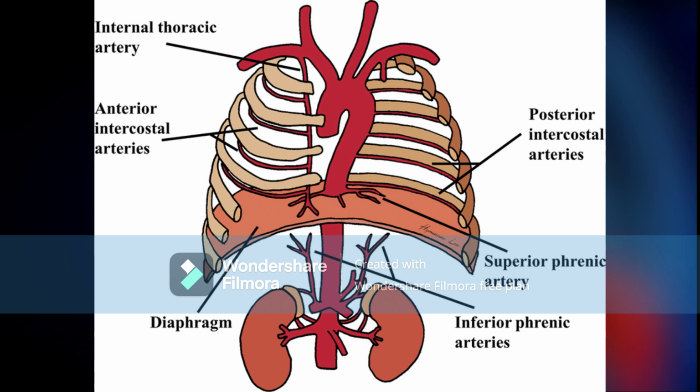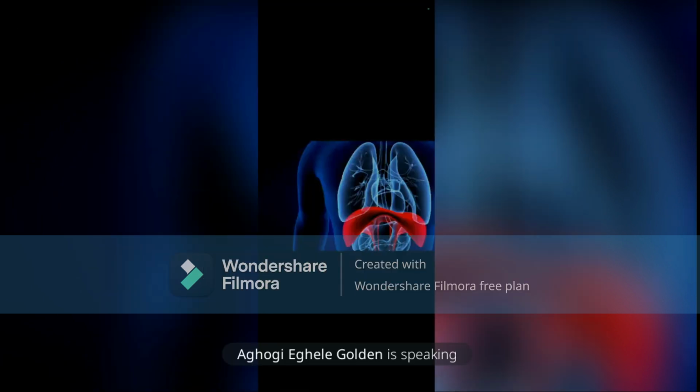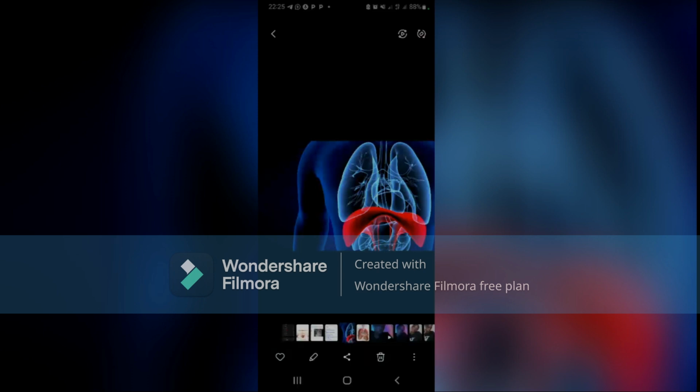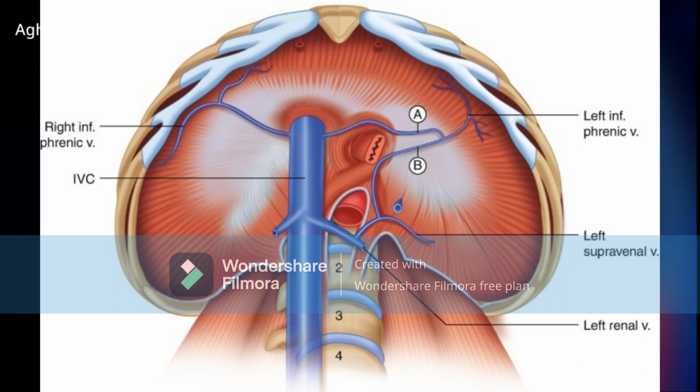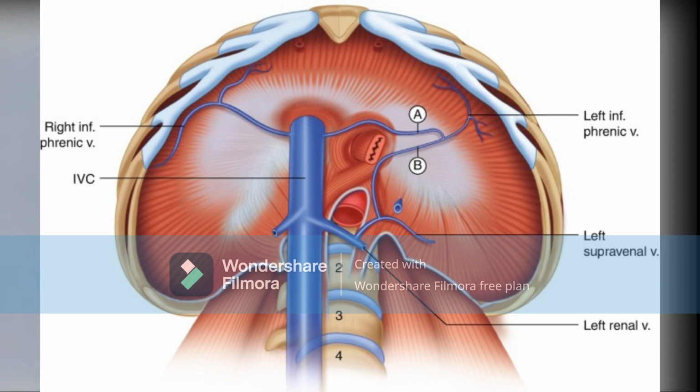Then the venous drainage of the diaphragm is similar to the arterial supply, just this time it's veins. So the superior surface is drained by your pericardiophrenic and musculophrenic veins from your internal thoracic veins. It's also drained by your superior phrenic vein and then by your hemiazygos vein. While for the inferior surface, you have the right and left inferior phrenic veins.